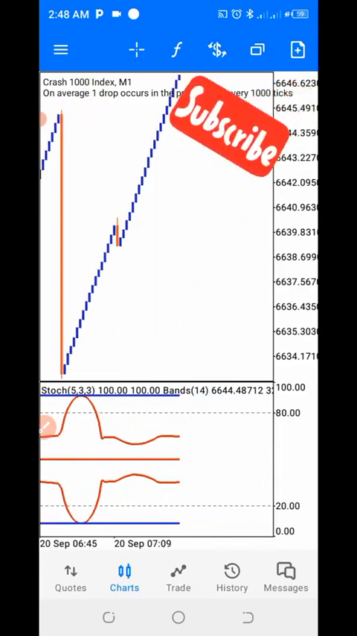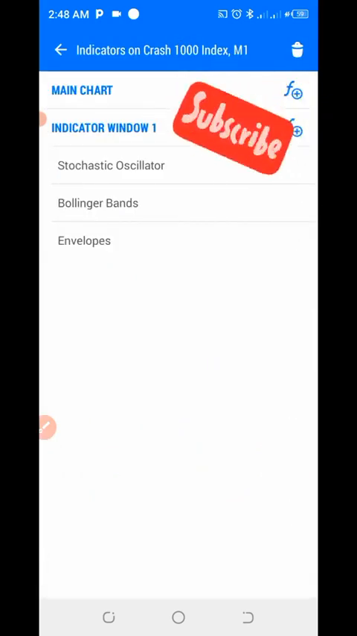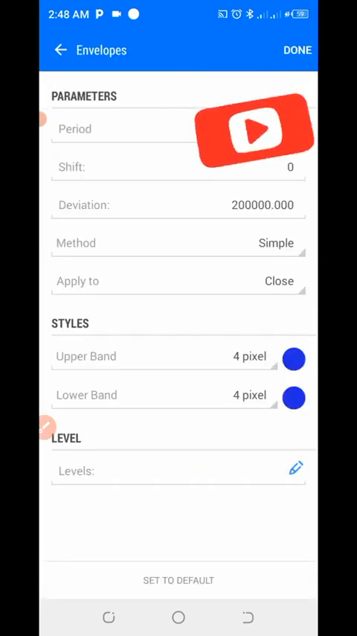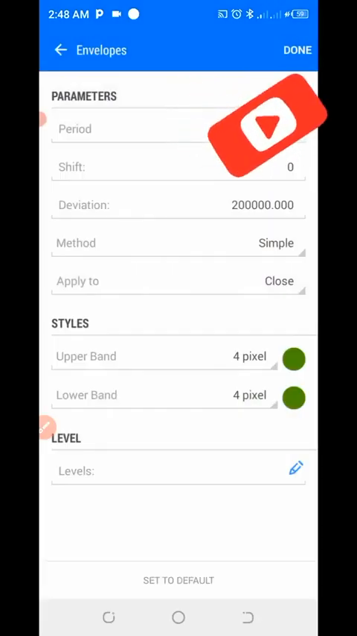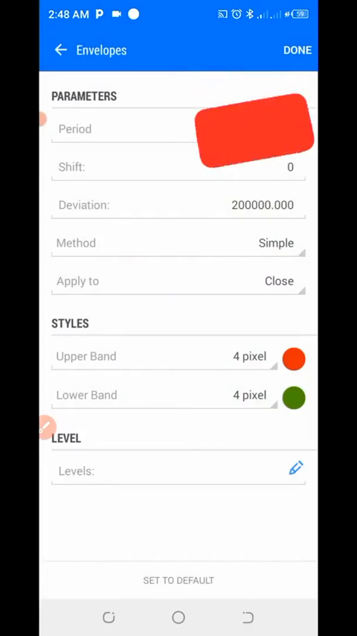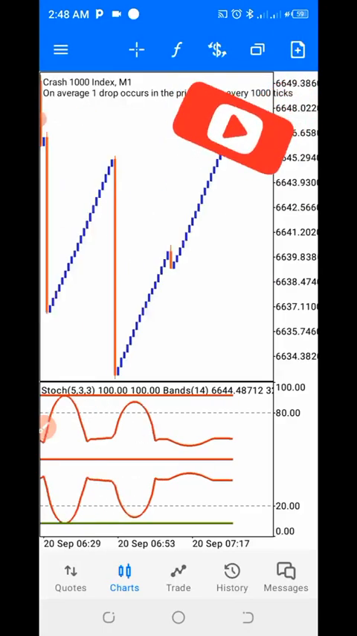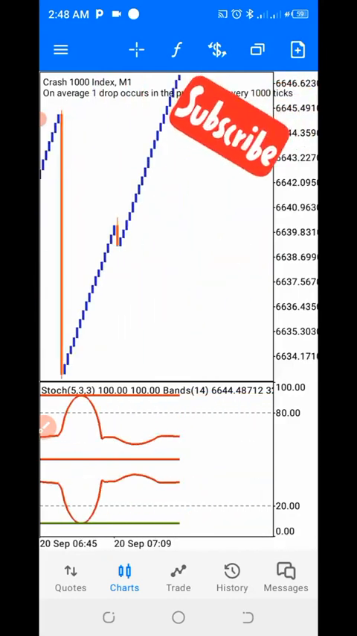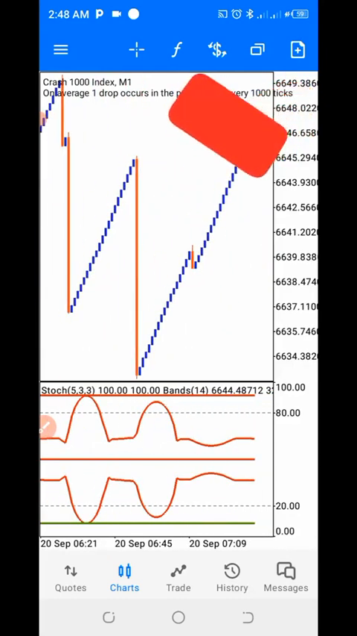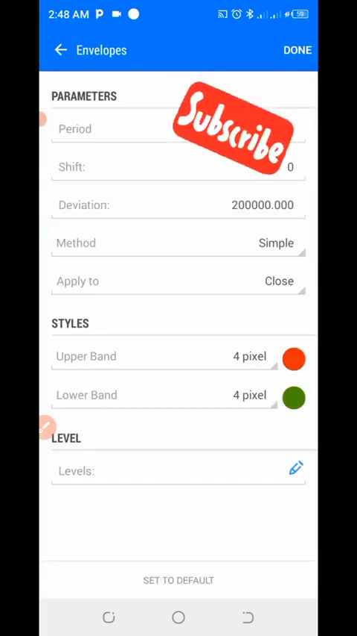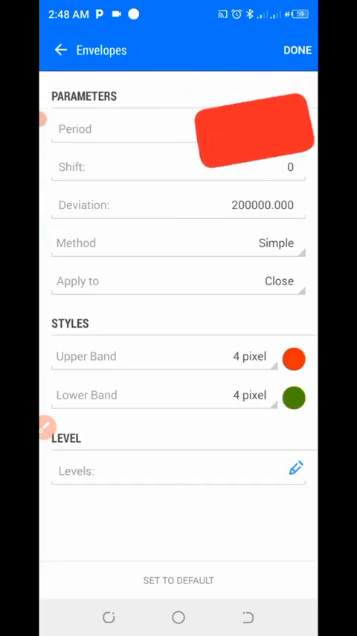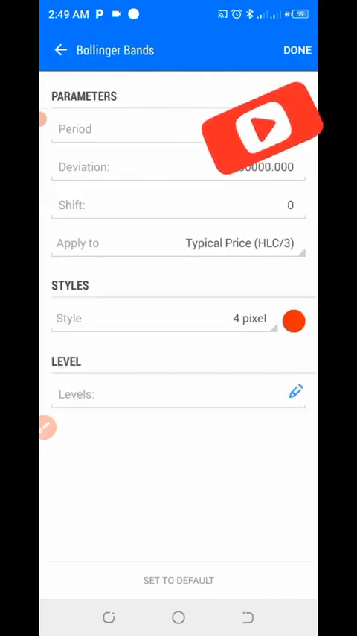Let me make it very simple so that you get to see it. Our upper band, let's make it red, so that we'll know that we sell at the upper band and buy at the lower band. Then you click on done. Let me make the Bollinger Band blue then.